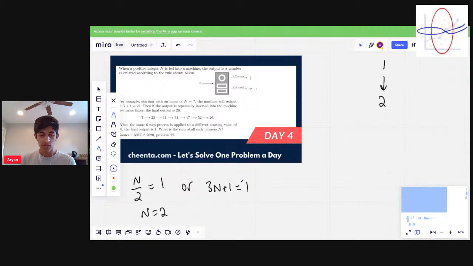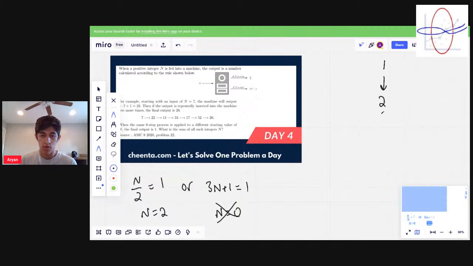And if we do 3n plus 1 equals 1, we would get n equals 0. While this does seem to work, the only thing is n equals 0 is even. So if I were to plug in n equals 0, I would get an output of 0 divided by 2 and not 3 times 0 plus 1. So this would be an extraneous solution. This just tells us when we plug in 2, our output is 1, and 2 is the only number that we can plug in to get 1 as an output.